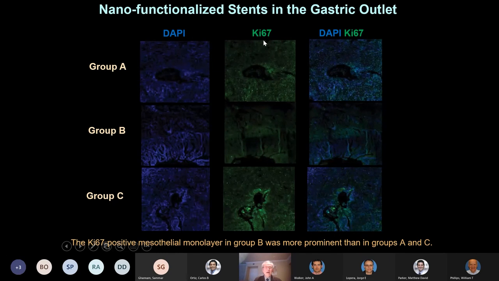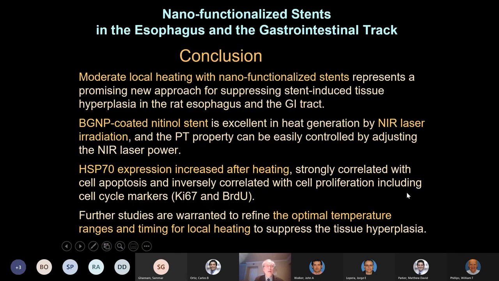This is Ki67. The Ki67 positive mesothelial monolayer in group B was more prominent than in group A and C. Here you can see the details in group B.